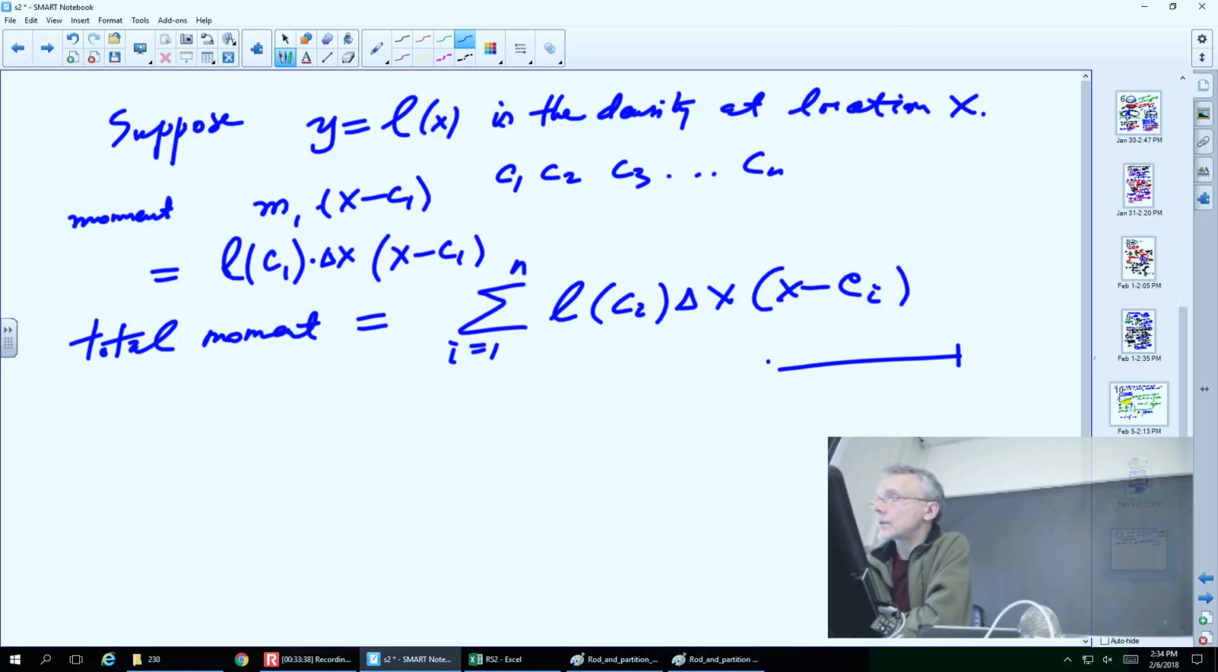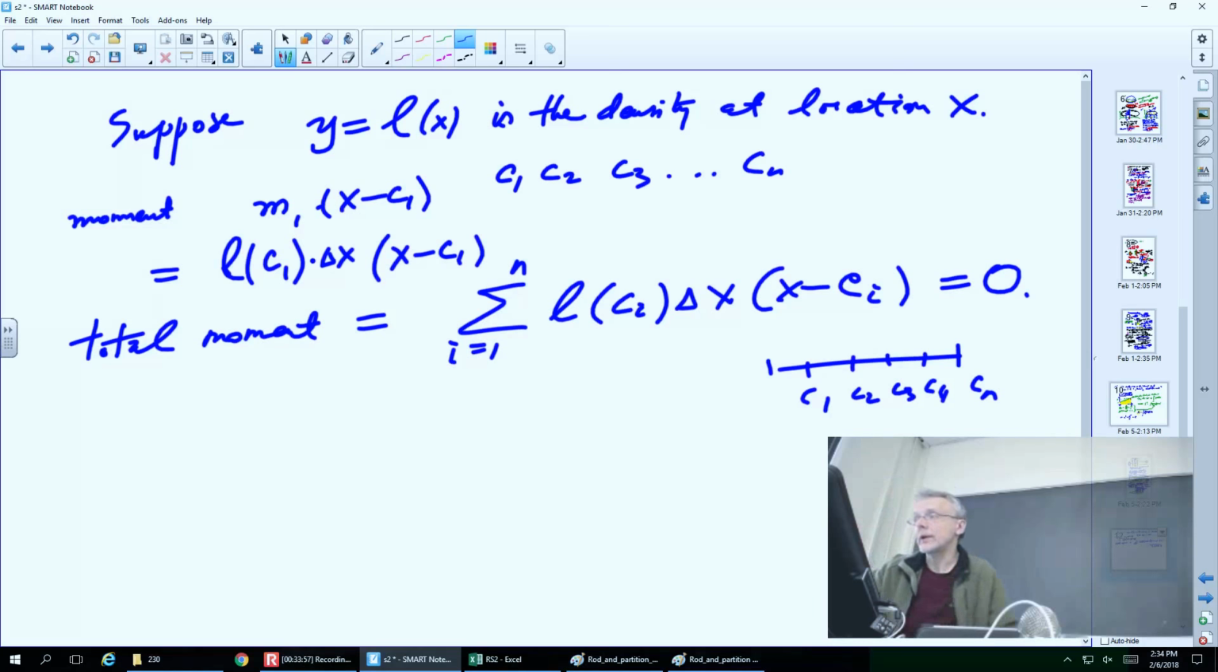So once again, that's what we just saw. C runs from C1, C2, C3, C4, Cn, and intervals and points. Okay, so that is our sum, the total moment, and we want it to be equal to 0. So the trouble is, as I pointed out, this is not a Riemann sum of any function. Well, it is actually a Riemann sum of a function, but not the one that we prepare to deal with. The only function that we know is L. So this is not the Riemann sum of L.